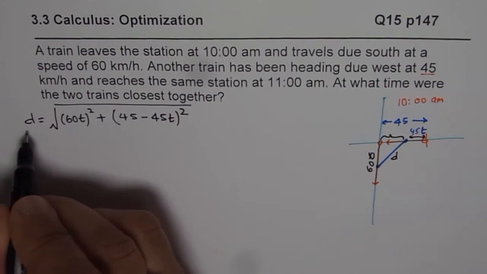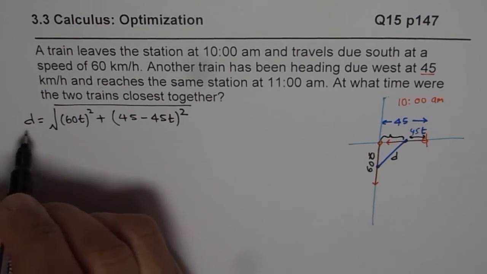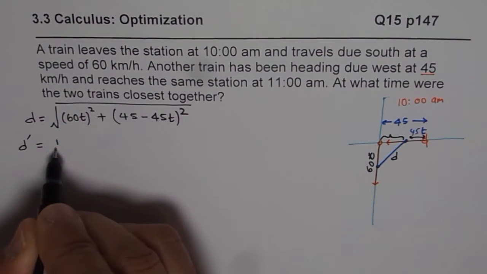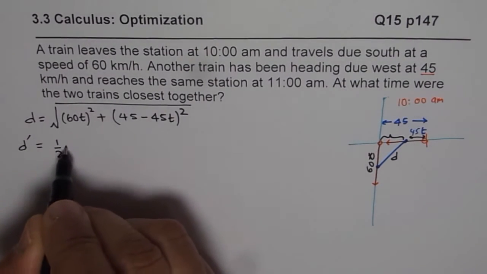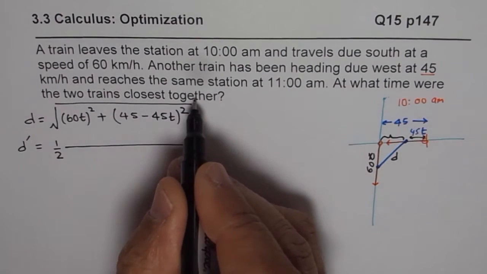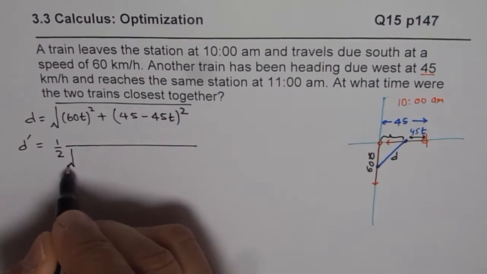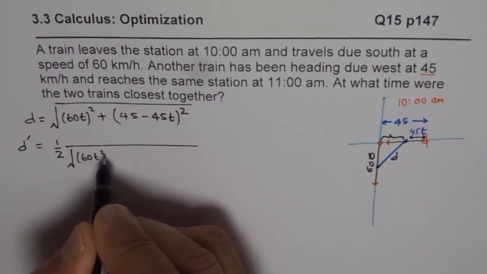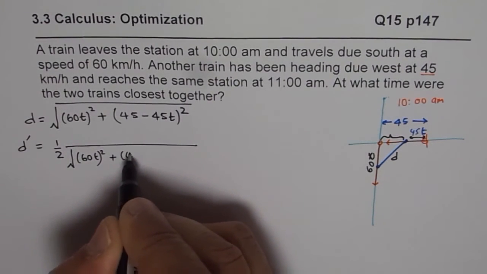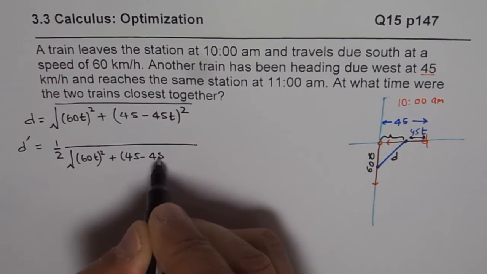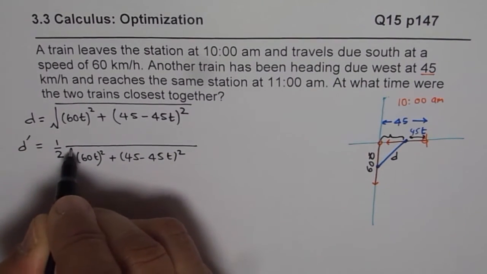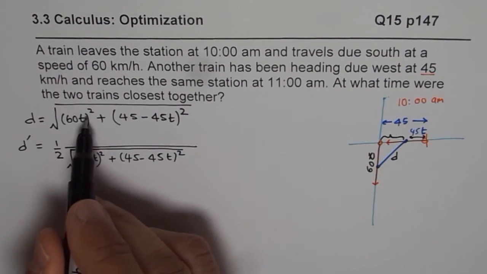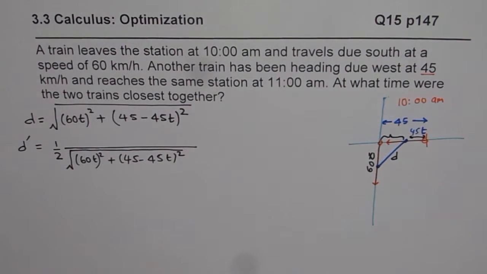So we have to find the derivative d dash with respect to t. Square root means half of, so whenever there is a square root, it is to the power of minus half. So write all this in the denominator, which is 60 t square plus 45 minus 45 t whole square, right? You've done a lot of derivatives by now. And in the numerator, we get the derivative of this particular function.